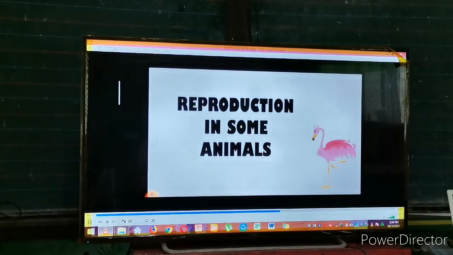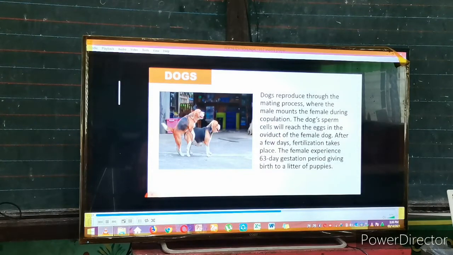Reproduction in some animals. Dogs reproduce through the mating process, where the male mounts the female during copulation. The dog's sperm cells will reach the eggs in the oviduct of the female dog. After a few days, fertilization takes place. The female experiences a 63-day gestation period, giving birth to a litter of puppies.